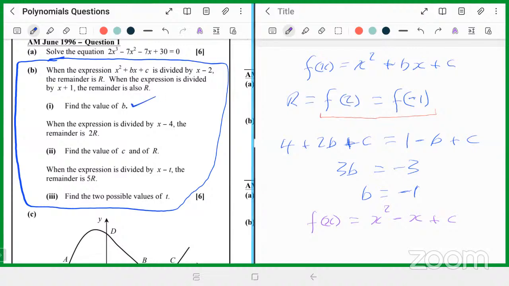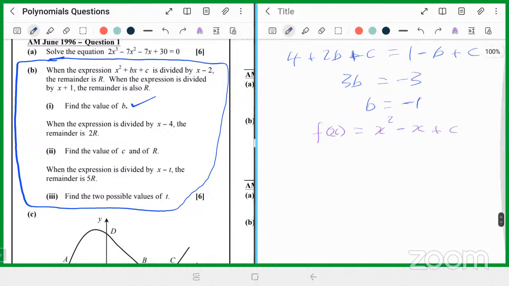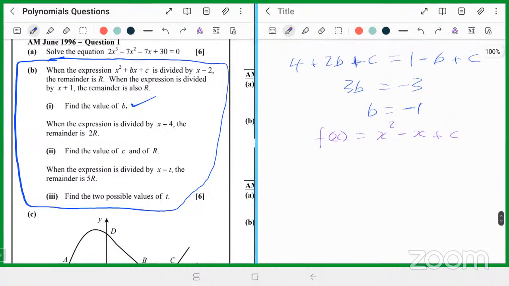Next part says when it is divided by x minus 4, the remainder now is 2r. The remainder is 2r. All right? I must find the value of c and r. So what we know now for part 2 is that f of 4 is equal to 2r. That's what they say. When divided by x minus 4, the remainder is 2r.